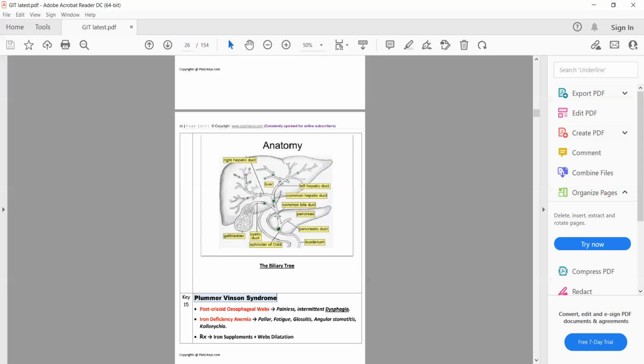Because if there is a stone here, it will result in the blockage of flow of bile from the liver to the small intestine, the second part of the duodenum. The increase in pressure can result in the rupture of the common bile duct, which can lead to peritonitis and sepsis. So it can lead to a life-threatening condition. So if there is an incidental finding of a common bile duct stone, then we need to operate. Only reassurance is not going to do anything.